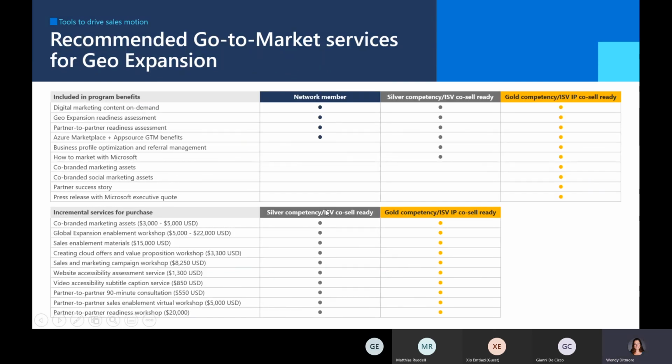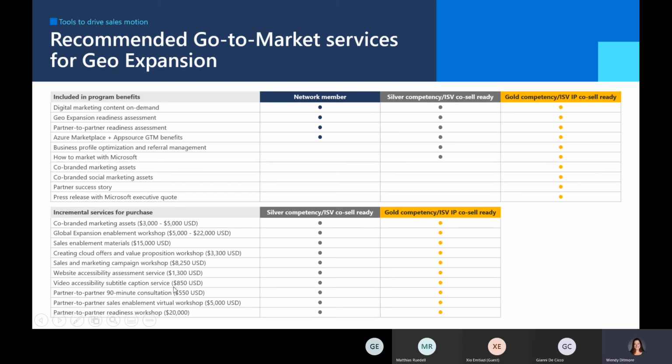We also have a whole set of marketing benefits available to you depending on your competency. If you are an ISV with a co-sell ready or IP co-sell ready solution, it unlocks for you a whole set of great included services that you can see up here. There's a whole catalog of services that we provide partners. I just wanted to highlight in the playbook and here some of the different ones that I think are beneficial for you to consider activating in these new expansion markets that you're looking to land in.